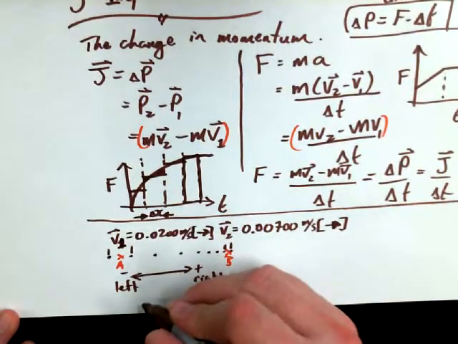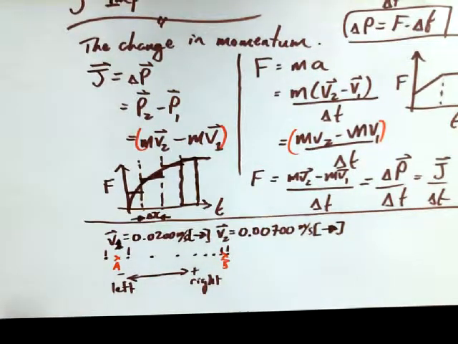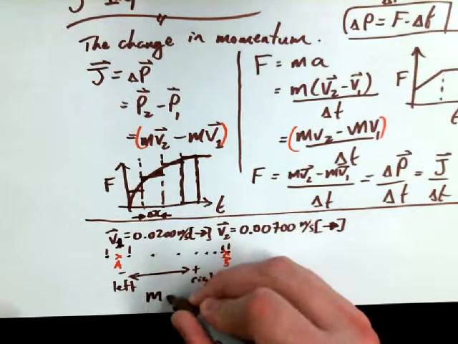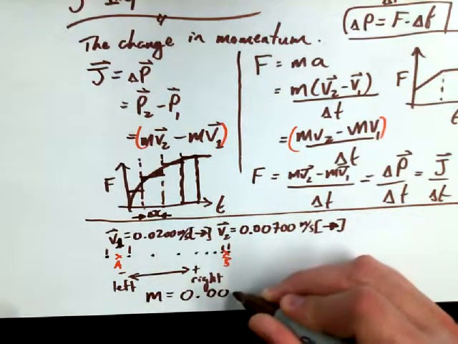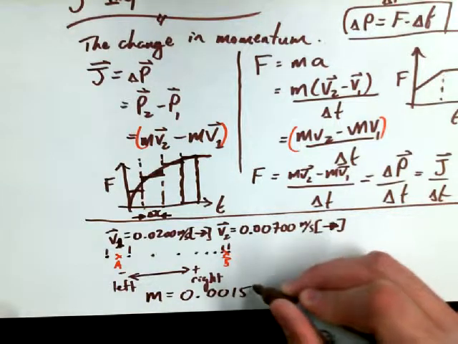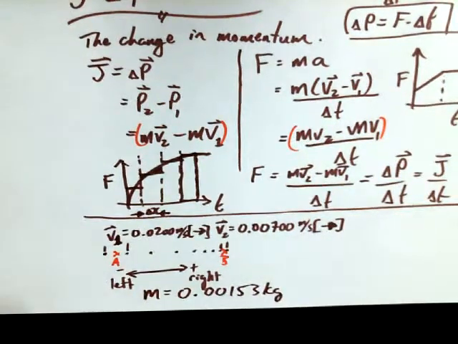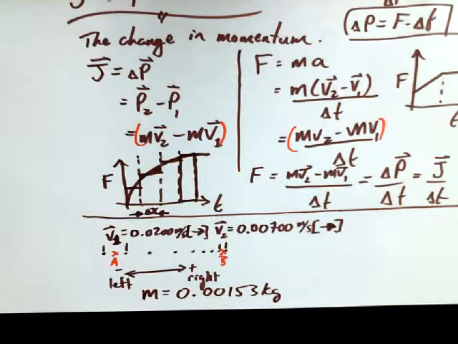So my ant, actually, do you want to use an African ant or a common American ant? African ant? Okay. Then as everybody knows, an African ant has a mass of, on average, 0.00153 kilograms. You guys knew that, right? Of course. Yeah. Good.